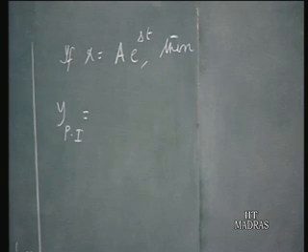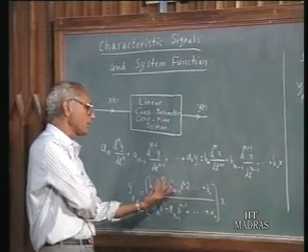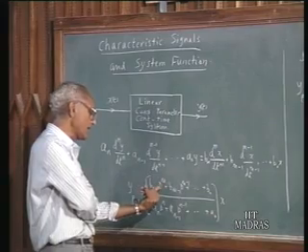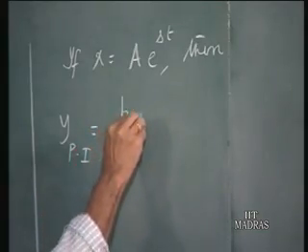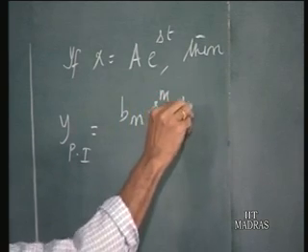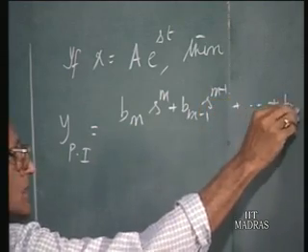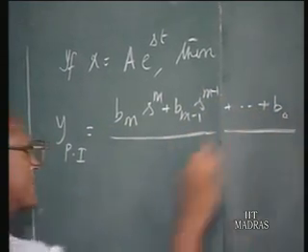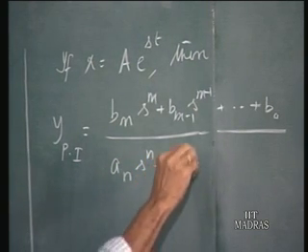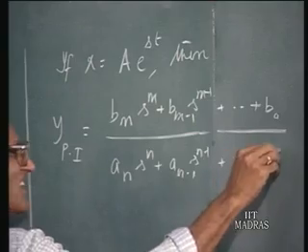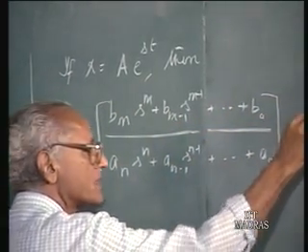And from the theory of differential equations, whenever you have an exponential function here, this operator function can be thought of as an algebraic function where d is replaced by a particular value of s. So, it turns out that the particular integral solution will be bm s to the power of m plus bm minus 1 s to the power of m minus 1 down the line to b naught divided by an s to the power of n, an minus 1 s to the power of n minus 1, up to a naught times x of t, which is a e to the power of st.